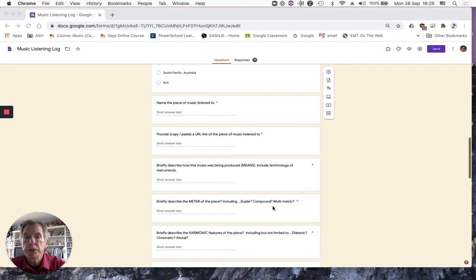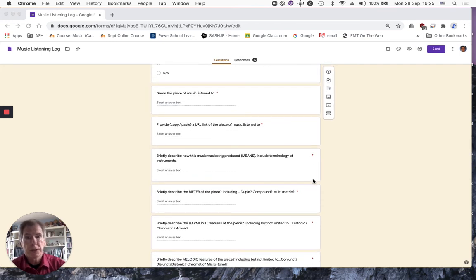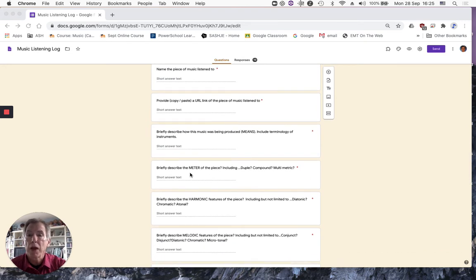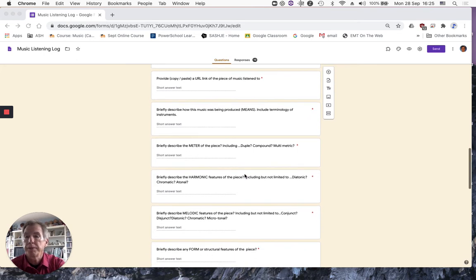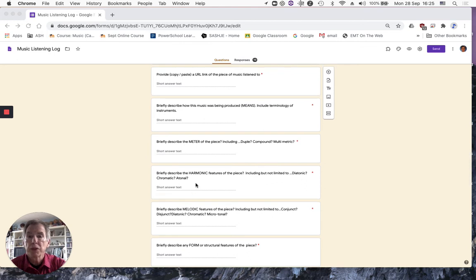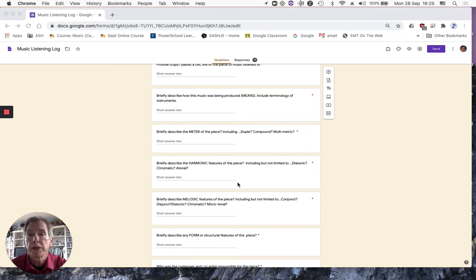Briefly describe how this music was being produced, in other words, the means, including terminology of the instruments. How was the music being produced? The means. This gets back to the MI, MI, HA, MI, FO, STI, KO I've talked about in another lesson. Briefly describe the meter, that's the second MI, in the piece, including duple, compound, or multi-metered. Briefly describe the harmonic, or HA, features of the piece, including but not limited to diatonic, chromatic, and atonal. I'd like to have them develop concepts, develop a knowledge of the type of harmonic characteristics of the piece, and also develop terminology and vocabulary.